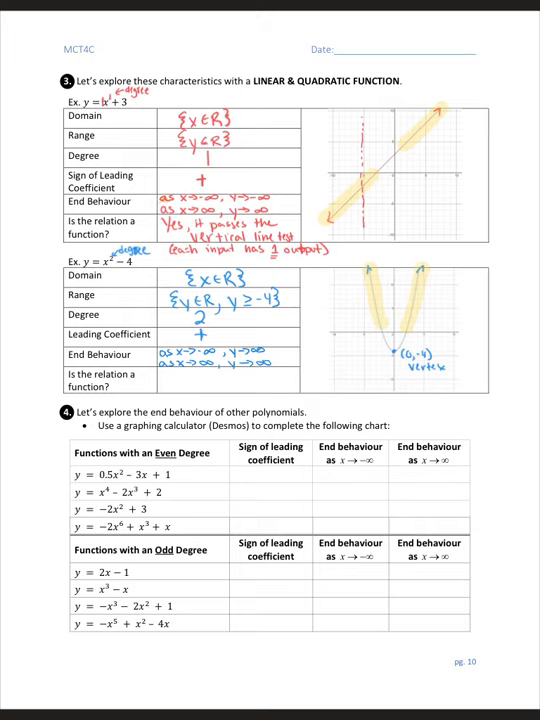Is this relation a function? And again, we can say yes. It passes the vertical line test.